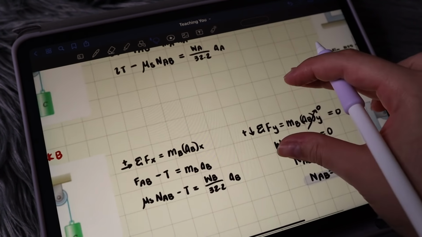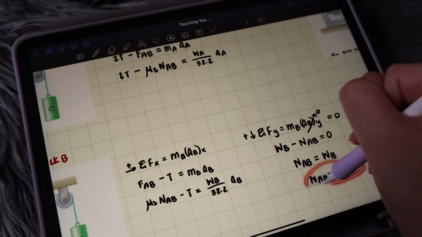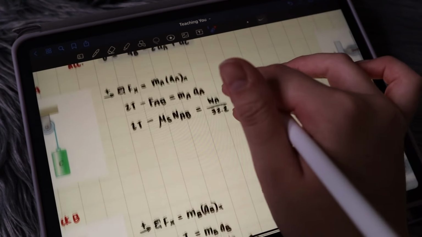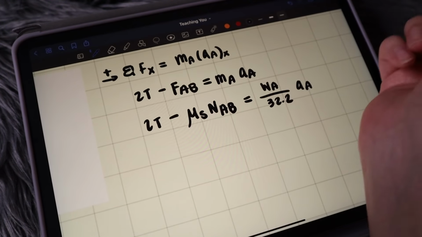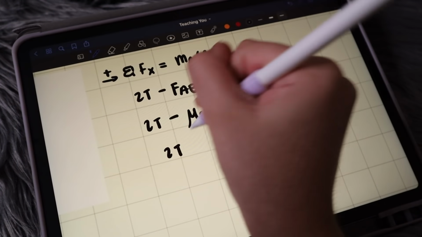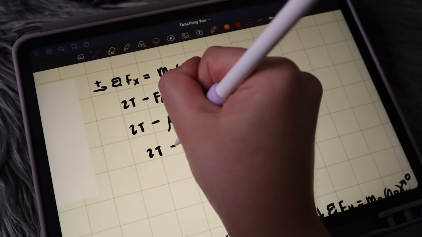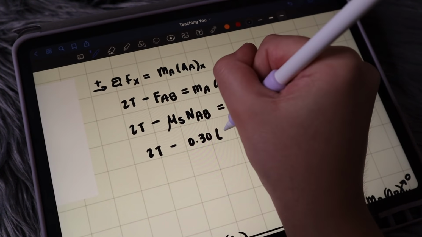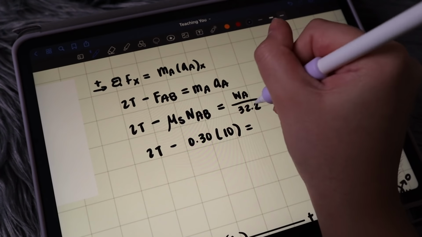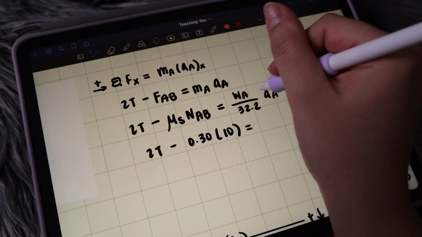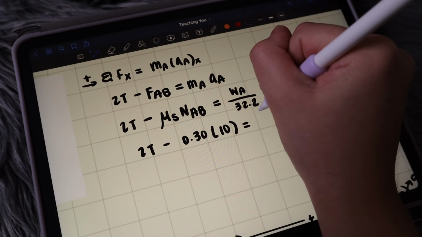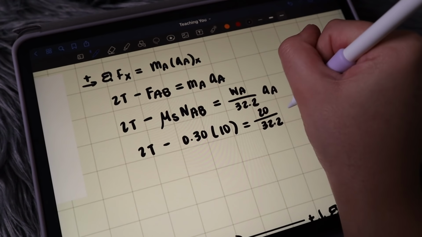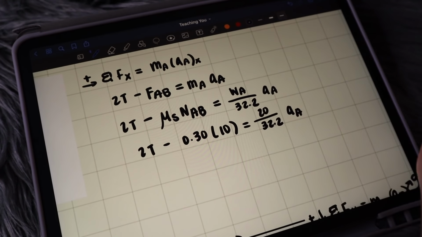So, this was helpful because now we can plug that in here and over here. So, I don't know, let's just go back to here because we don't want to forget that. So, we're going to try to plug in as much as we can, okay? 2D minus mu s, which was 0.30 times 10 pounds equals weight of A, which that was also a given. A weighs 20 pounds, divide that by 32.2, and then times acceleration of A.